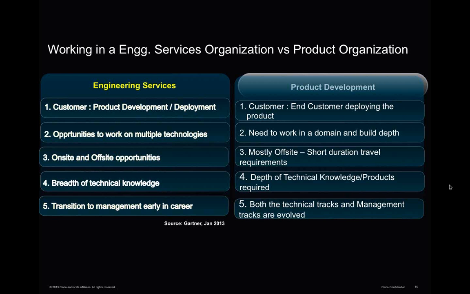And then there is obviously the management track. One difference between the services company and the product company is that you typically get into management a little bit later in your career.